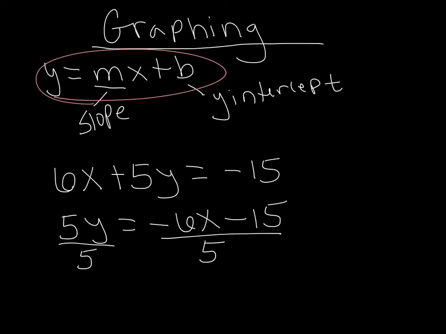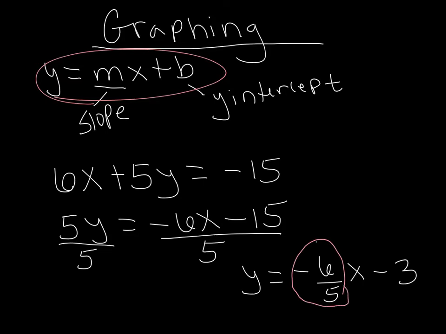And then my equation becomes y is equal to negative 6/5 x, and then you have to look here, minus 3. So if I had to define here what was my slope, I'd say that my slope is negative 6/5. That means that if I start at my y-intercept point of negative 3, and then if I went down 6 and to the right 5, I would have a graph of my line.